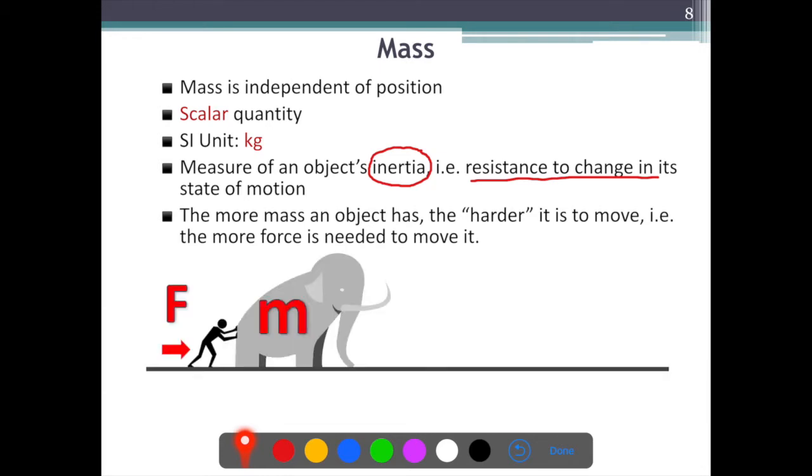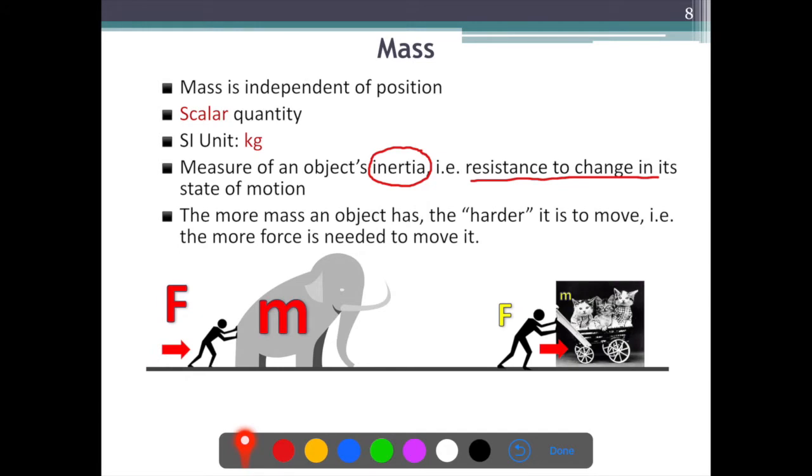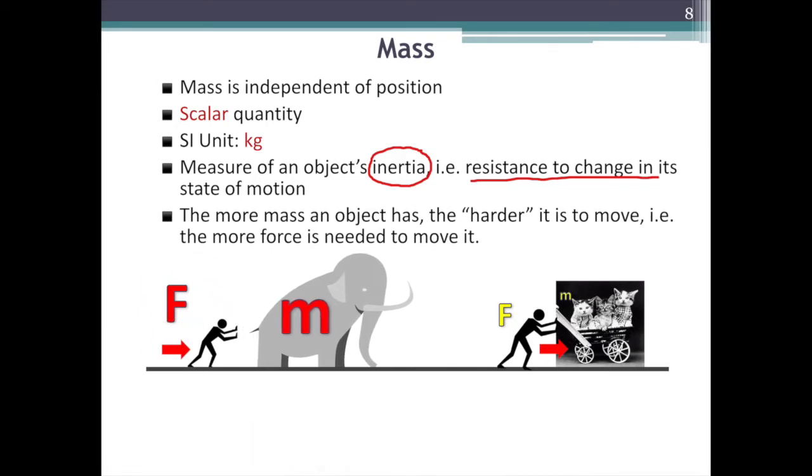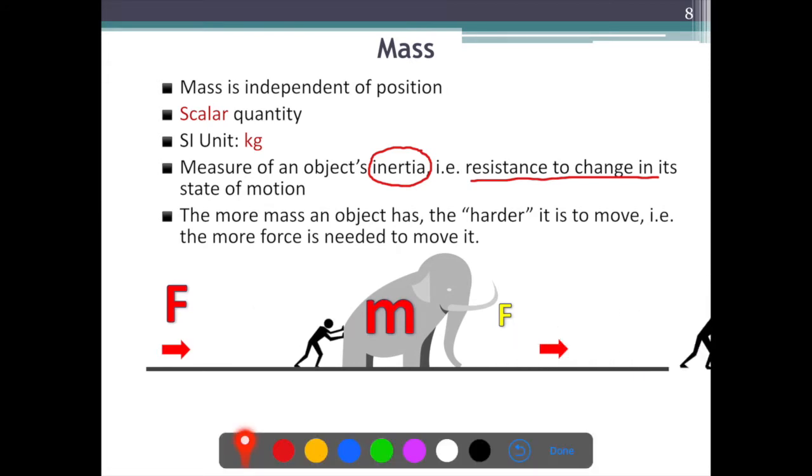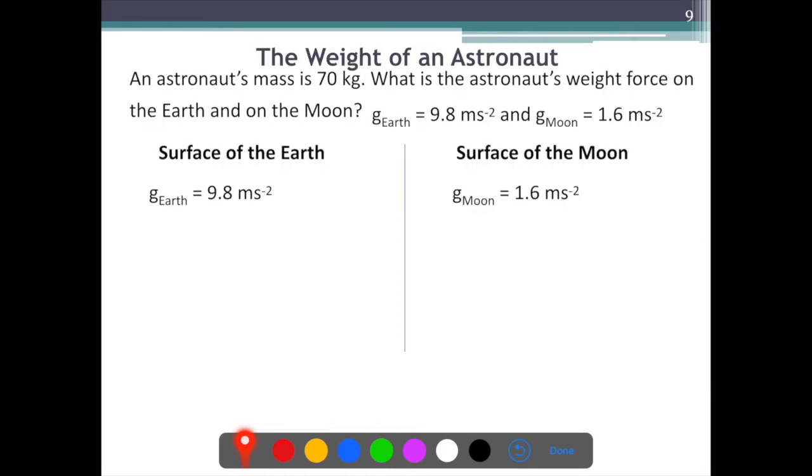So say you're moving here an elephant compared to moving several cats on a cart. Okay? Since the elephant is more massive, it has a higher mass compared to the cats, it will be more difficult to move the elephant, and you need to exert a greater force in order to move. Right. So mass is different from weight. Weight is the force, mass is the object's inertia.